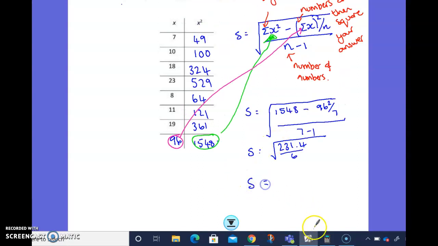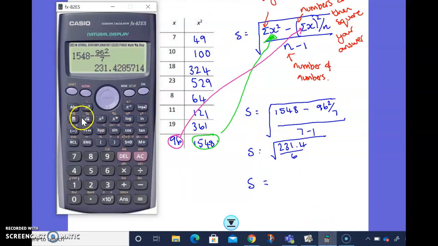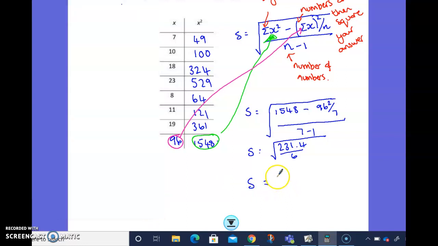Calculator going again. We're doing the square root of 231.4 all over 6. And that is 6.2.